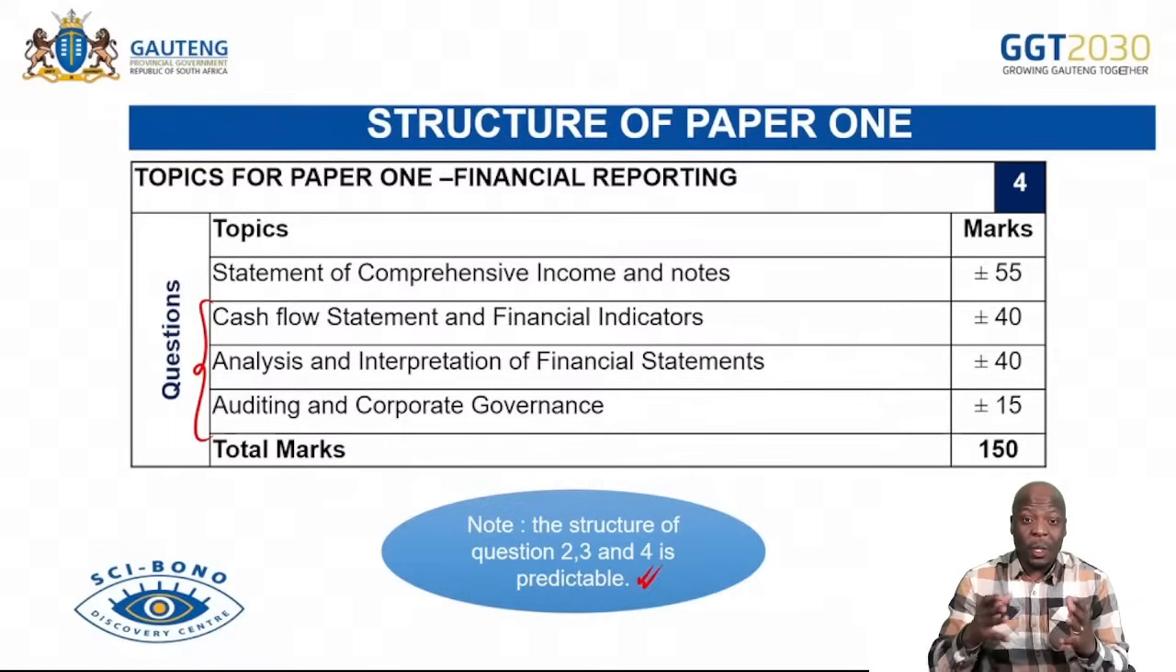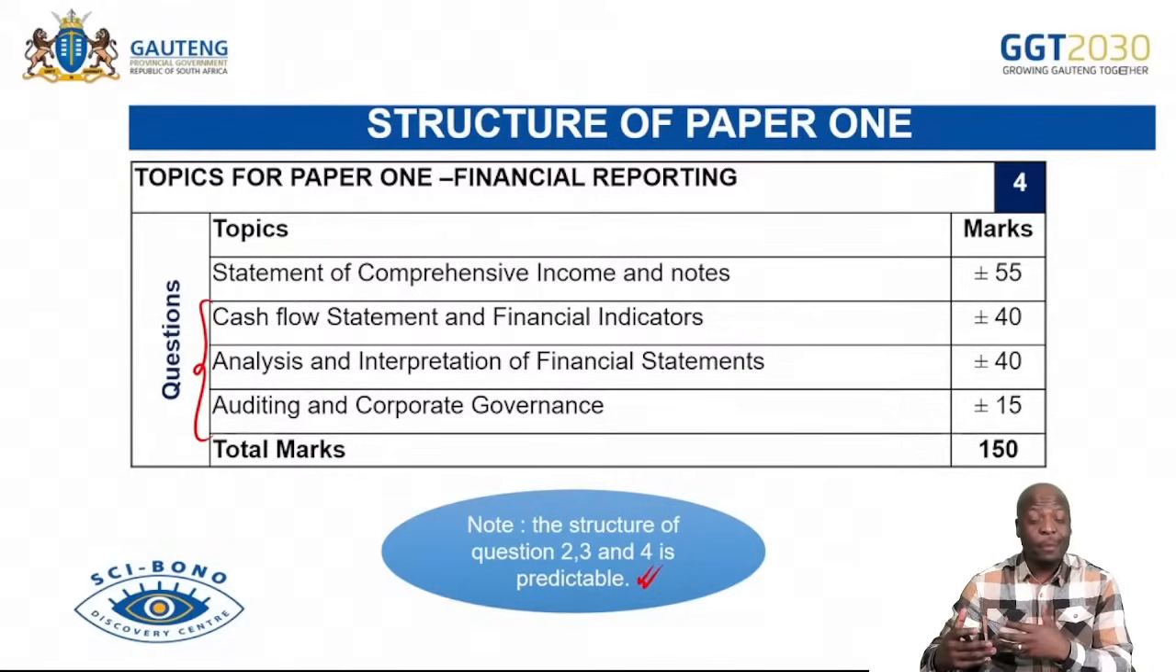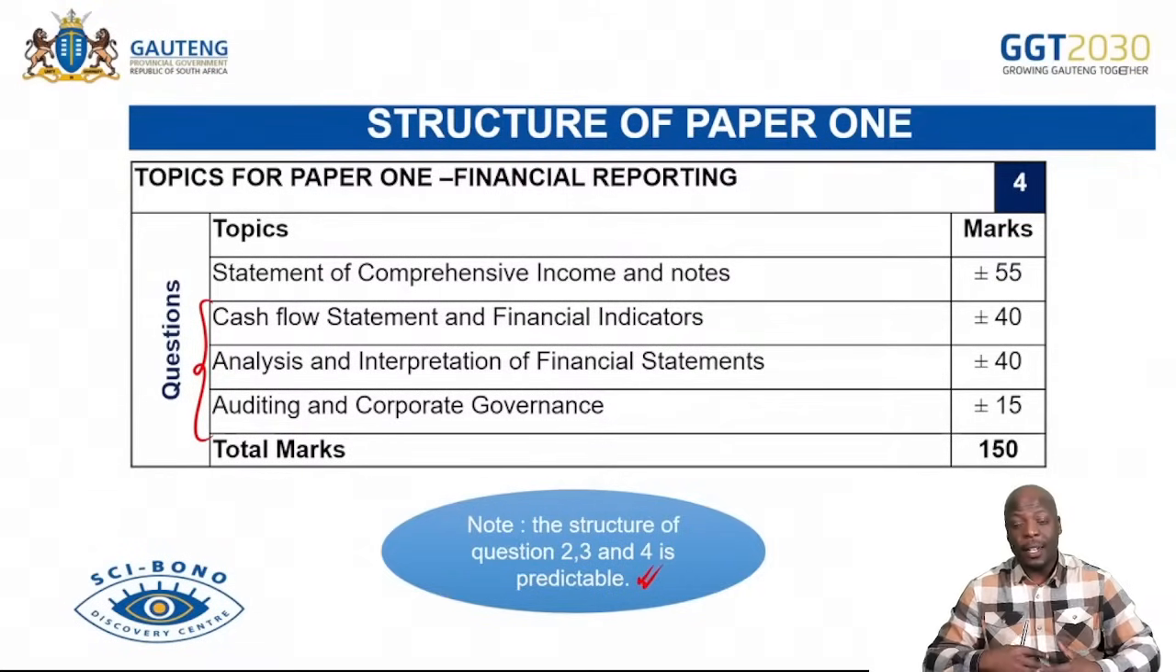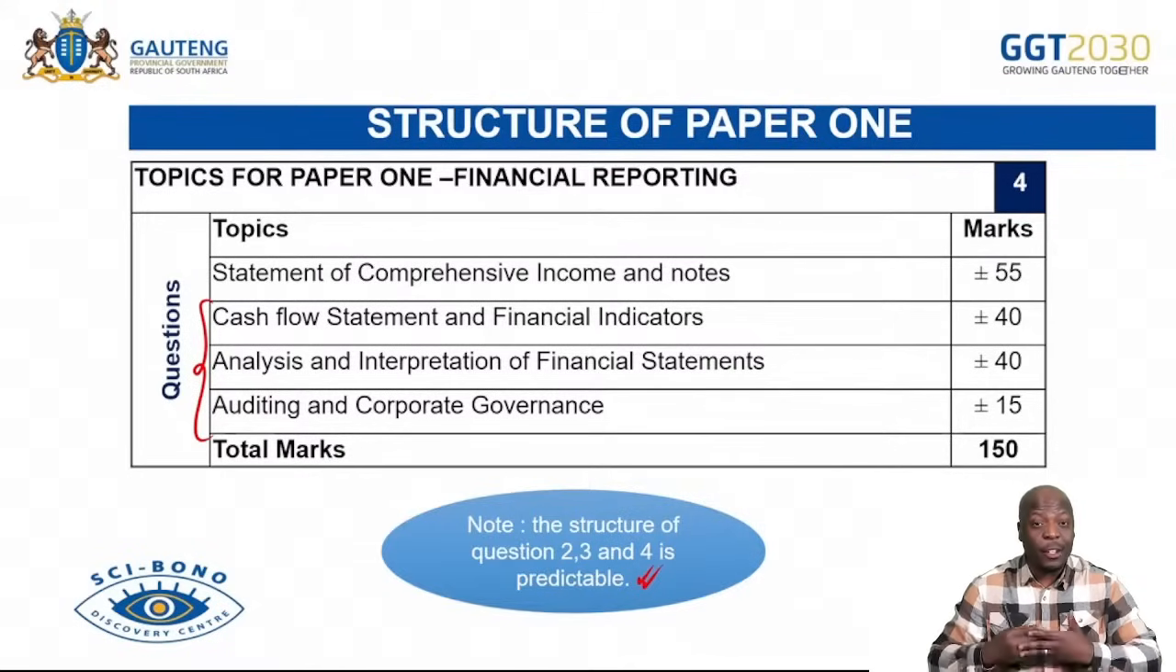Okay, I know what you're thinking. Now that we know the structure of the paper, let's get down to calculations. So we're going to do that. Make sure as I write, you also write. I brought in different kinds of adjustments so that you can be exposed to different ways in which the examiner can test certain adjustments. What we want to do is get exposed to different ways in which the examiner can ask some adjustments, so that if anything comes, we are well prepared.